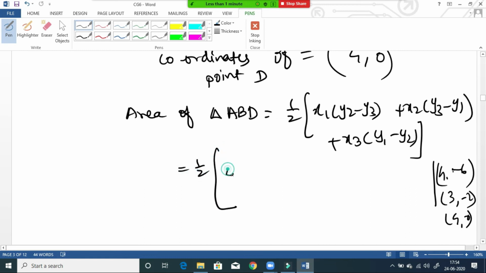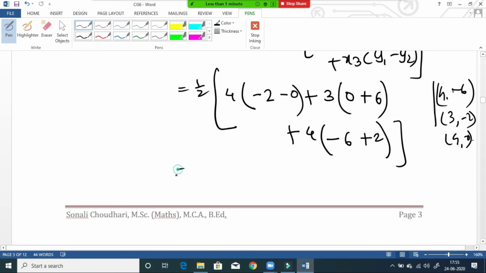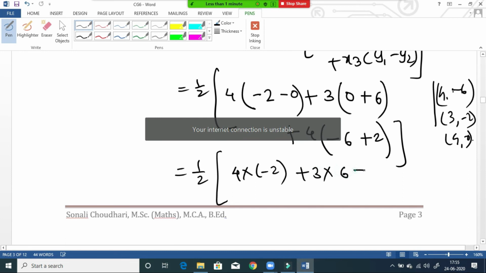Half into, now substitute values, 4 into y2 is minus 2 minus y3 is 0, so minus 0, minus 2 minus 0, plus x2 is 3 into y3 is 0 minus y1, but it becomes plus 6. So plus x3 is 4 into y1 is minus 6 minus y2, so it is minus 2, so minus minus becomes plus here. So plus 2, bracket complete. So that is equal to half into 4 into minus 2 minus 0 is minus 2, plus 3 into 0 plus 6 is 6, plus 4 into minus 6 plus 2 is minus 4.